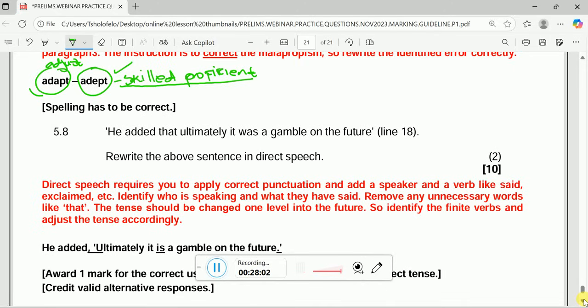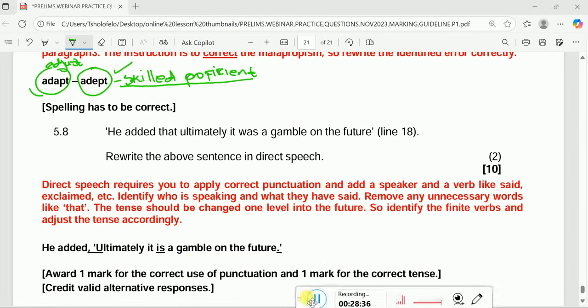Line 18. Rewrite the above sentence in direct speech. Home language candidates, it's important to know how to take a sentence from report to reported, or from reported back to report. But there are many rules pertaining to changing sentences from direct to indirect. Again, go to the language playlist. There's a lesson specifically on direct and indirect, so that when you respond to this question, you have refreshed your memory on grammar rules relating to changes that you need to effect.